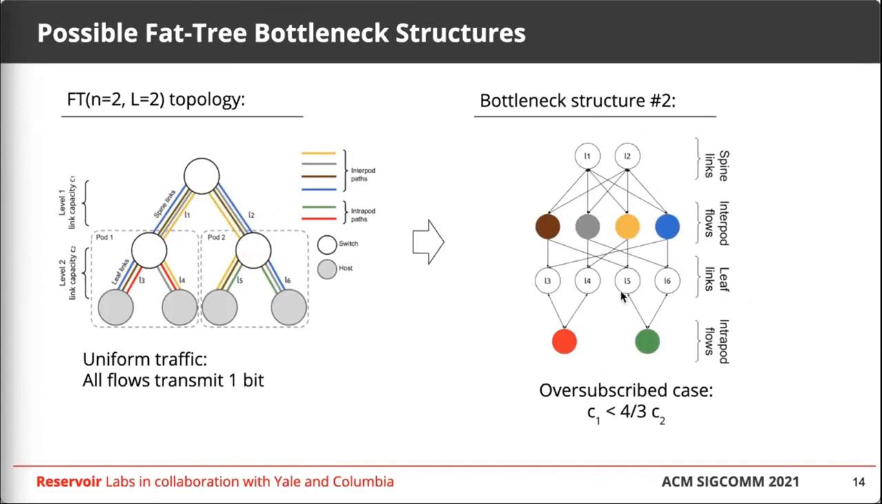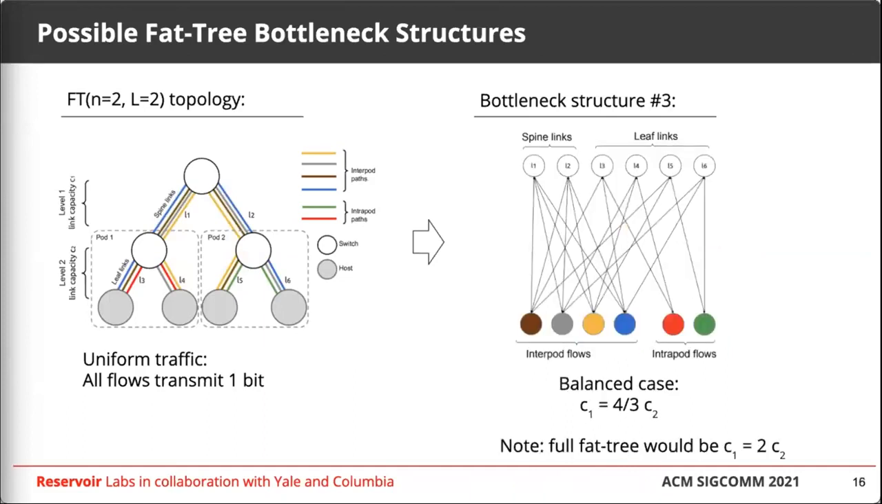Now that every link bottlenecks some flow, it looks like no bandwidth is being wasted. And it isn't at first, but think about what will happen over time. The intrapod flows have the same amount of data to send, but they get a higher rate. So they're going to finish first. And after they finish, the picture looks like this. The interpod flows are still not finished, but now the leaf links are wasting bandwidth. And the bottleneck structure looks like this and evolves the same way anytime the capacity of the spine links is less than 4/3 that of the leaf links.